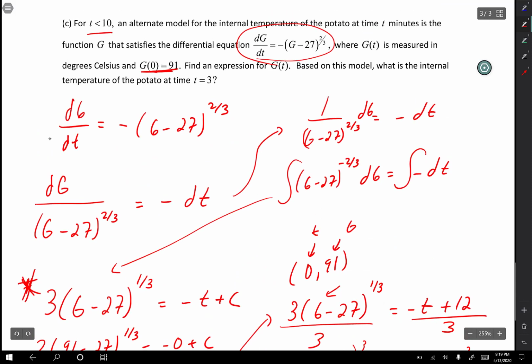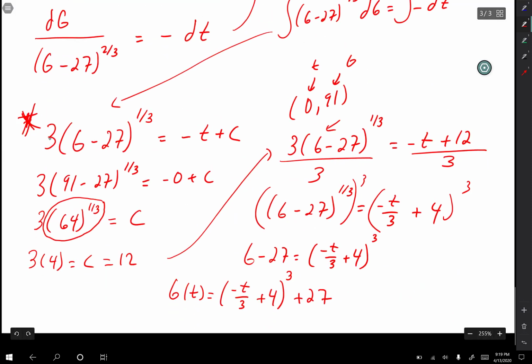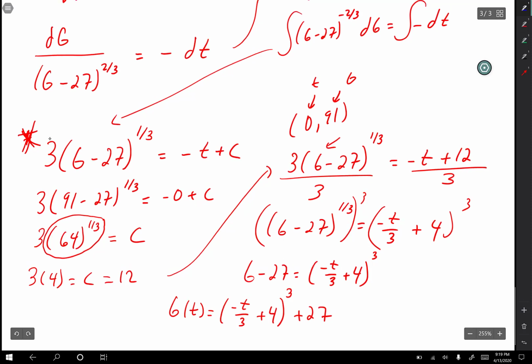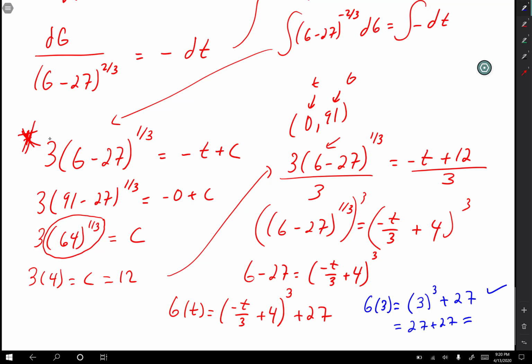So then they want me to use that to see what it is at 3, guys. I'm going to do that in blue because I'm already getting pretty full here. So g of 3 equals, and then let's see, 3 divided by 3 is 1, and that's going to be a negative 1 there. Negative 1 plus 4 is 3. So 3 to the third plus 27. You can leave it like that. That's full credit. But, you know, we can do better. 3 times 3 is 9, 9 times 3 is 27. So g of 3 is 27 plus 27, and we can do that: 54 degrees Celsius.